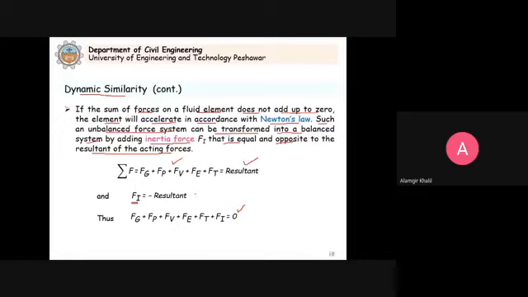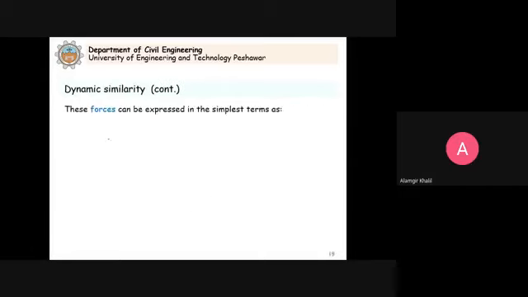So you can see here that this inertia force is equal and opposite to the resultant of the acting forces. Now with this understanding, we see that these forces can be expressed in different terms, the common forces that we will consider. So you see that the gravity force will be equal to F = mg, and it can be written in this way, because you already know that density is equal to mass by volume.